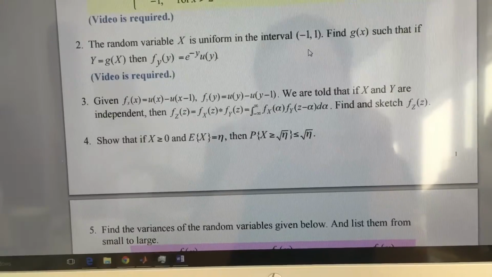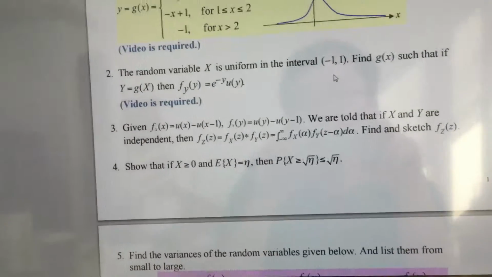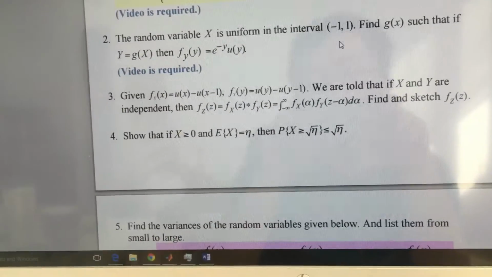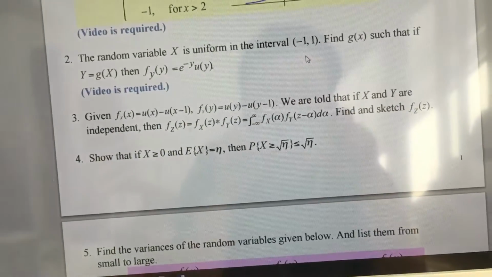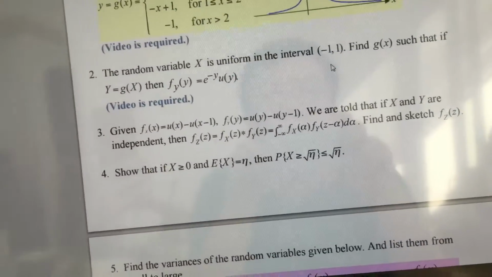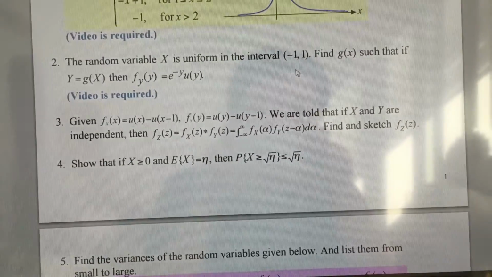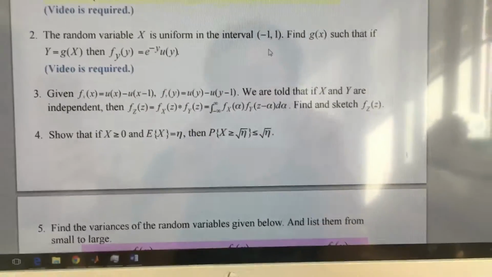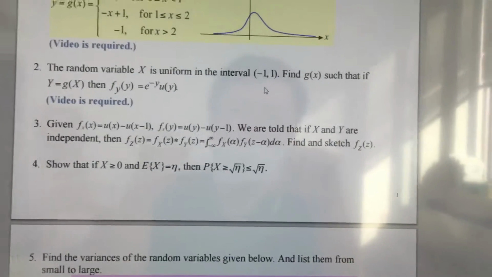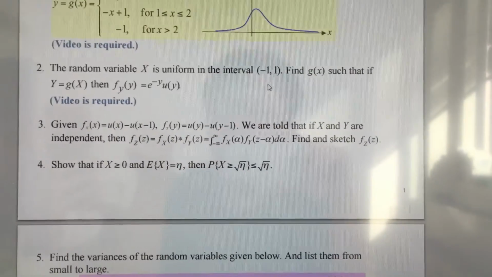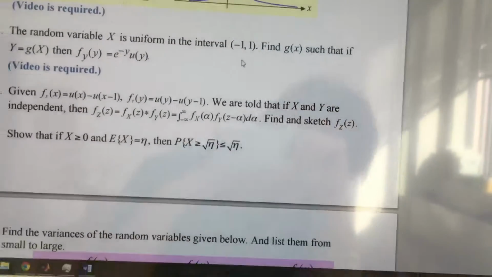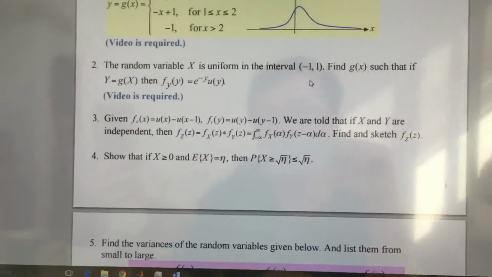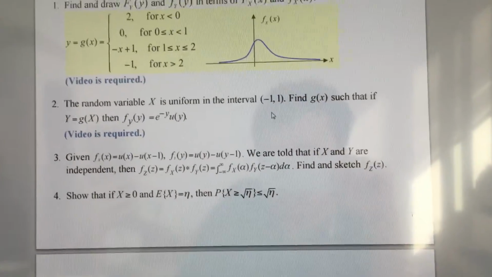This is sl5352, doing the probability and stochastic processing course, homework number 4, question number 2. The random variable x is uniform on the interval -1 to 1. Find g(x), that is, given a mapping y = g(x), such that f_Y(y) = e^(-y) times u(y).